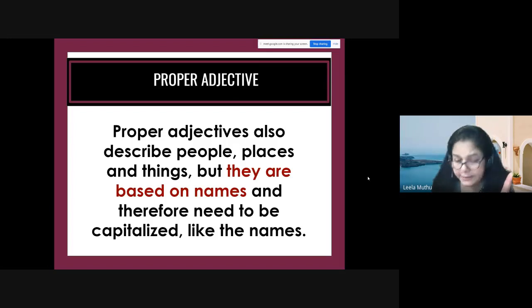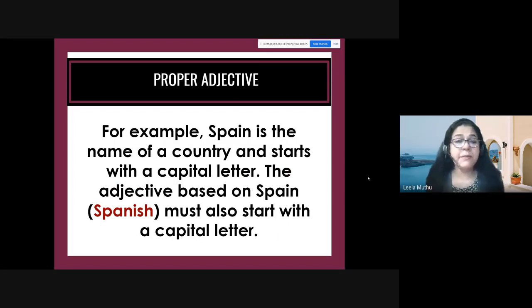And they have to be capitalized. Super important point. For example, Spain is the name of a country, starts with a capital S. Now, from that, you take the nationality, which is Spanish. So anything connected to Spain is called Spanish, also written with a capital S. Starts with a capital letter. Spanish food, Spanish clothes, Spanish women, Spanish men, Spanish monuments. So when you put a word created from a proper noun before a noun, it is called a proper adjective, and it is always, always capitalized.